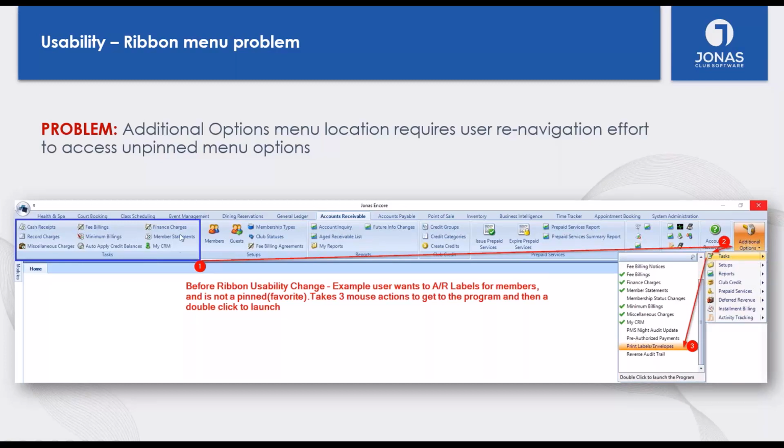So, if I'm a user that never prints labels and envelopes, but I've got to do that sometimes, typically my mouse would have to hover and travel out to additional options and do a double click to access that additional program that's not a part of my ribbon menu favorites already. So the green items included are in my ribbon. An example today was the print labels and envelopes program that I would have to remember to go all the way off to the right side of the screen to launch it.